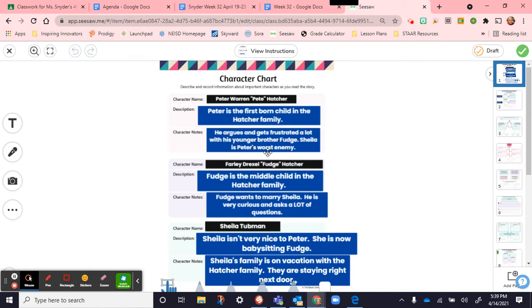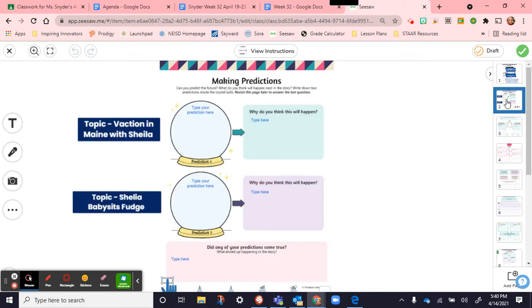Sheila is that enemy that we were talking about. So her and Peter go back and forth a lot. They say a lot of things that are not very nice to each other. And since they're on vacation together, she has offered to Peter's mom to watch Fudge because he needs someone looking after him because he is always getting into something. So she's offered to babysit him in exchange for getting paid. And so we said that they're on vacation with the Hatcher family. They're staying right next door. And so we took some notes on her.